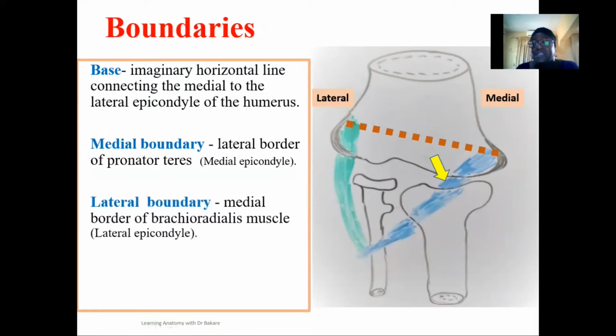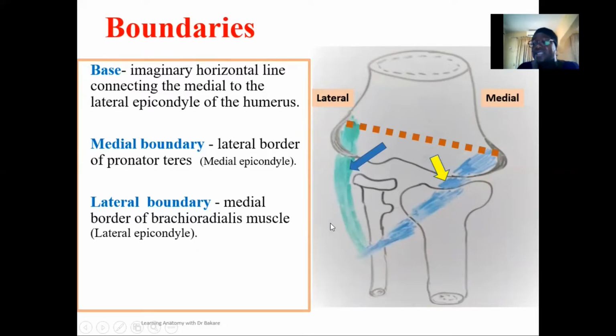Then going to the lateral border. The lateral border is formed by the brachioradialis muscle. This is the brachioradialis muscle that is highlighted in green. But talking about the specific region of this muscle that forms the lateral border of the cubital fossa, we already know that this is the medial side and this is the lateral side in anatomical position. So if we are trying to establish the borders of the brachioradialis, we can say that this is the medial border of the brachioradialis and this is the lateral border of the brachioradialis. So specifically, we can say that the medial border of the brachioradialis forms the lateral wall of the cubital fossa.